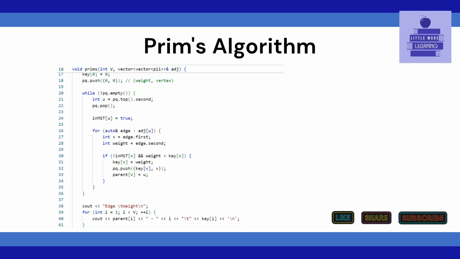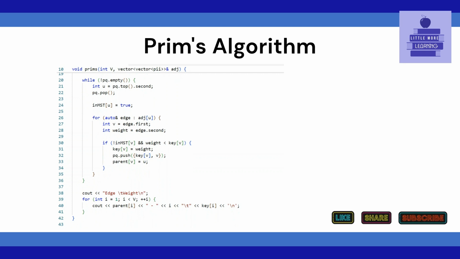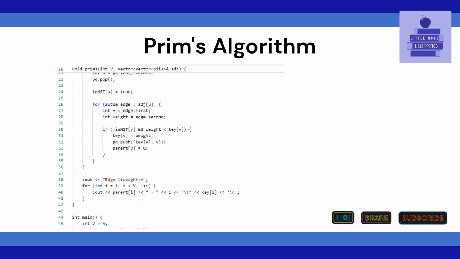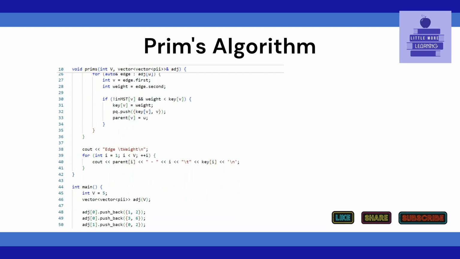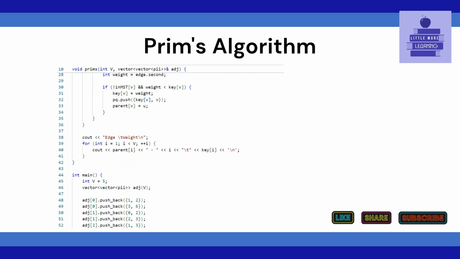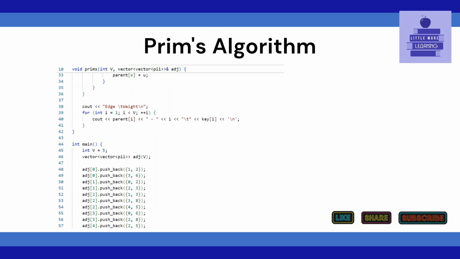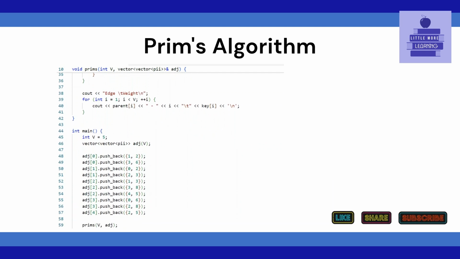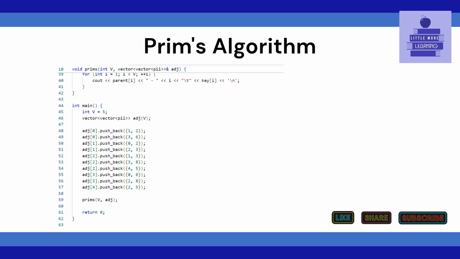Start from the first vertex with a key value of 0. Extract the vertex u with the smallest key value and mark it as included in the MST. For each neighbor v, if v is not in the MST and the edge weight to v is smaller than its current key, update v's key, push it into the priority queue, and set its parent to u. Output the edges that form the MST.